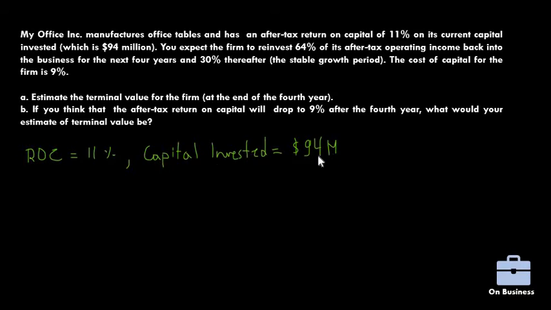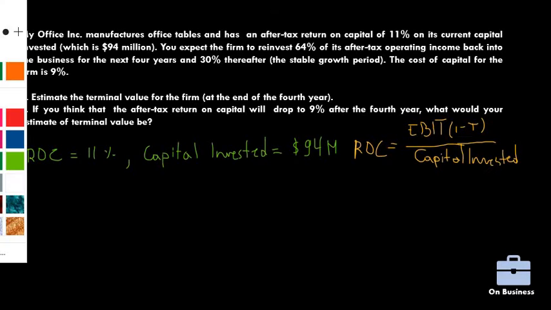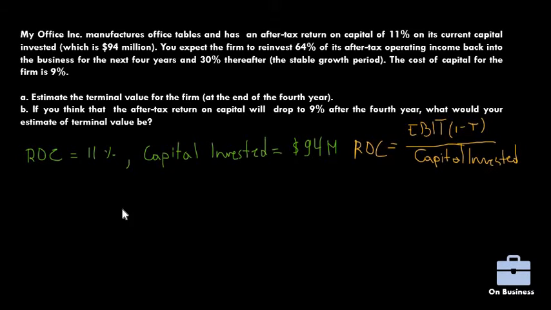So what can we get from this? Actually, ROC, if you remember the formula, ROC equals EBIT into 1 minus T over capital invested. I wrote the formula in yellow. And this simply makes EBIT into 1 minus T to be 11% of the 94 million, which gives us $10.34 million.